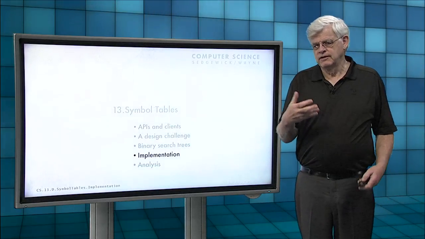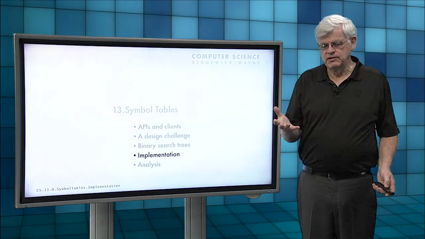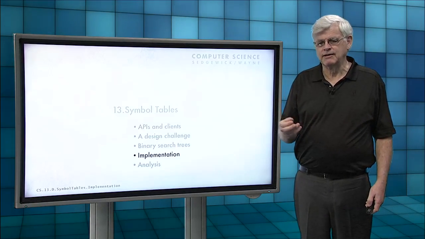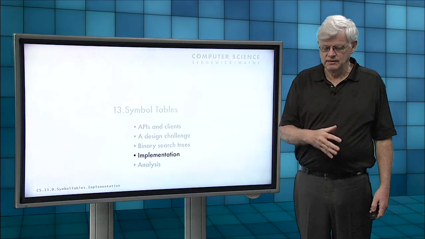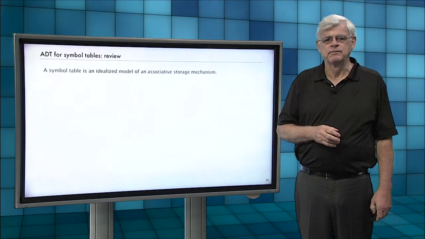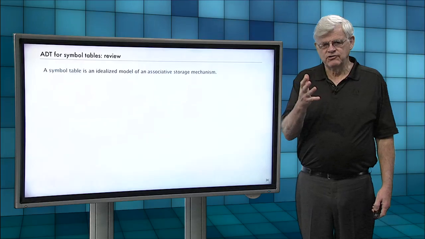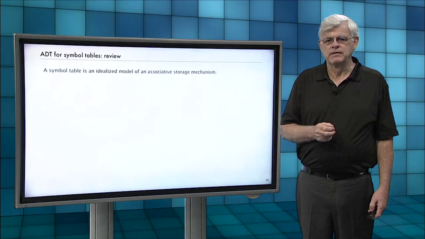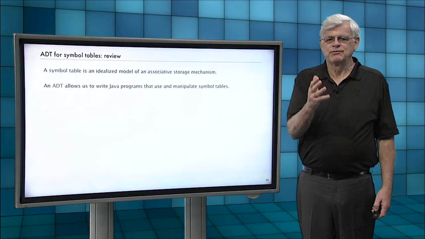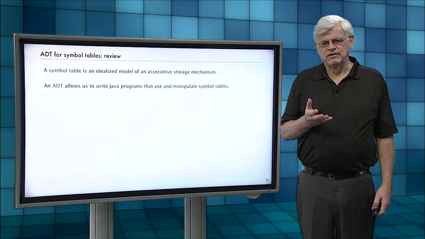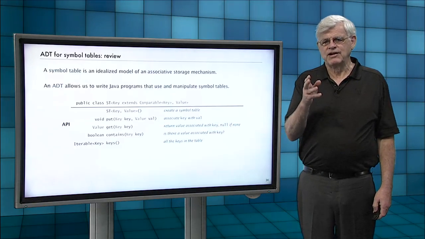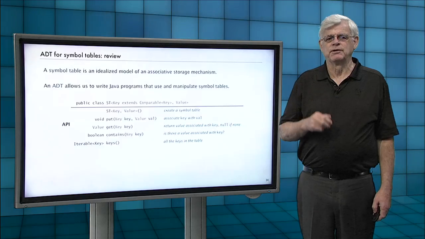We'll follow through the standard method that we do for implementing an abstract data type, looking at the instance variables and constructor and the client code and methods. So let's just review what it is that we want to do. We have an idealized model of an associated storage mechanism, and what we want is an ADT that allows us to write Java programs that use and manipulate symbol tables.